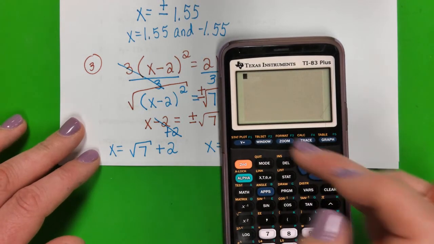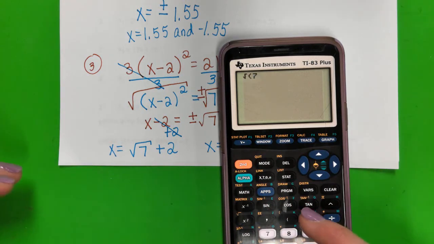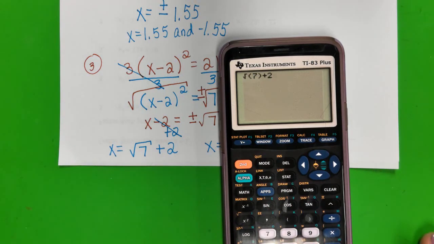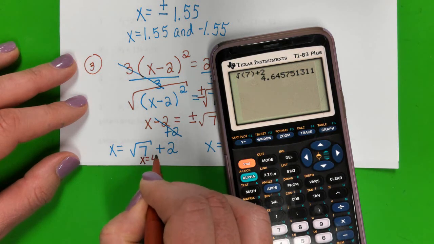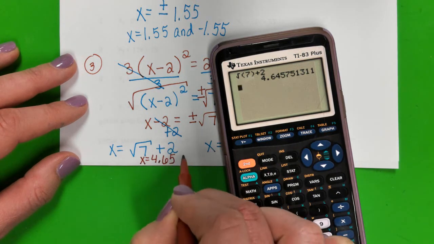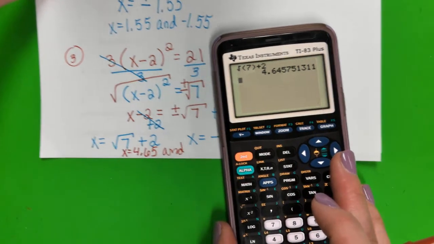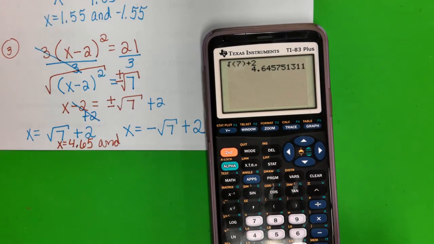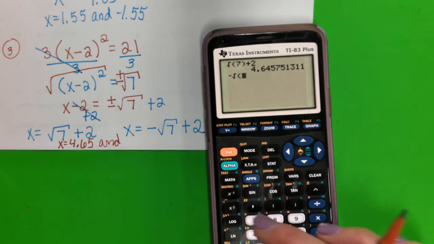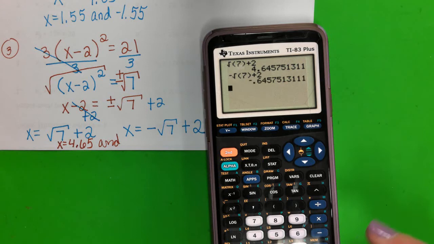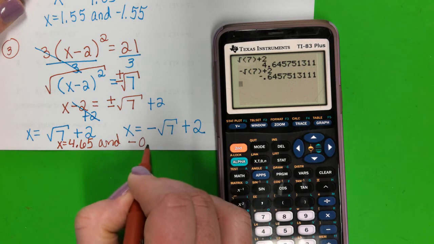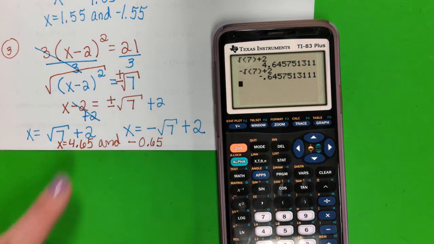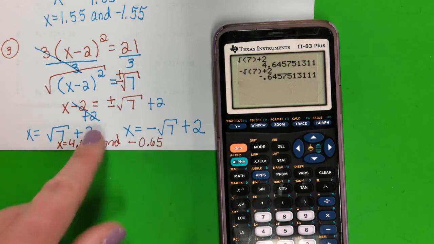Okay. So I've got the square root of 7 plus 2. What are you getting for that? 4.65, okay, I agree. So x equals 4.65. And the second solution, negative the square root of 7 plus 2, is negative 0.65. Okay, very good. Any questions on that? So that was very similar to what we were doing with completing the square.